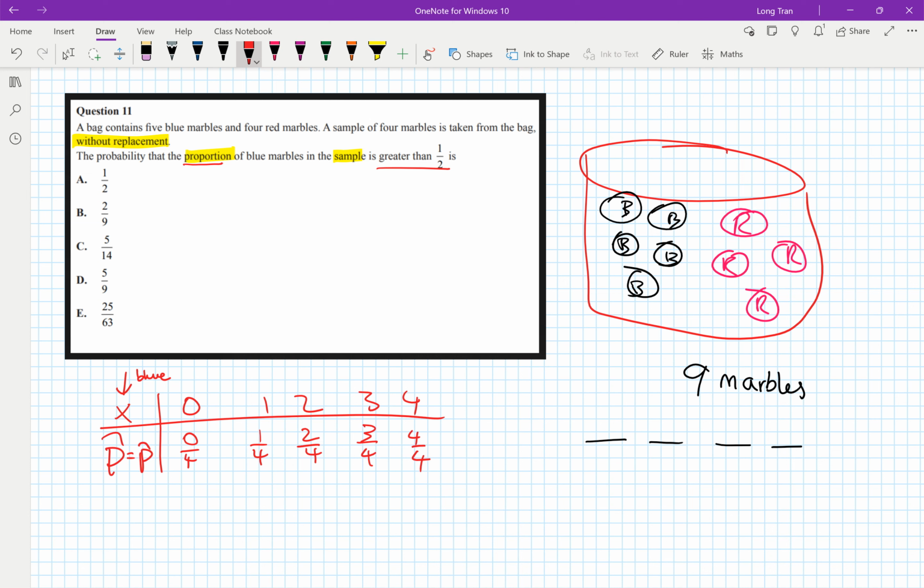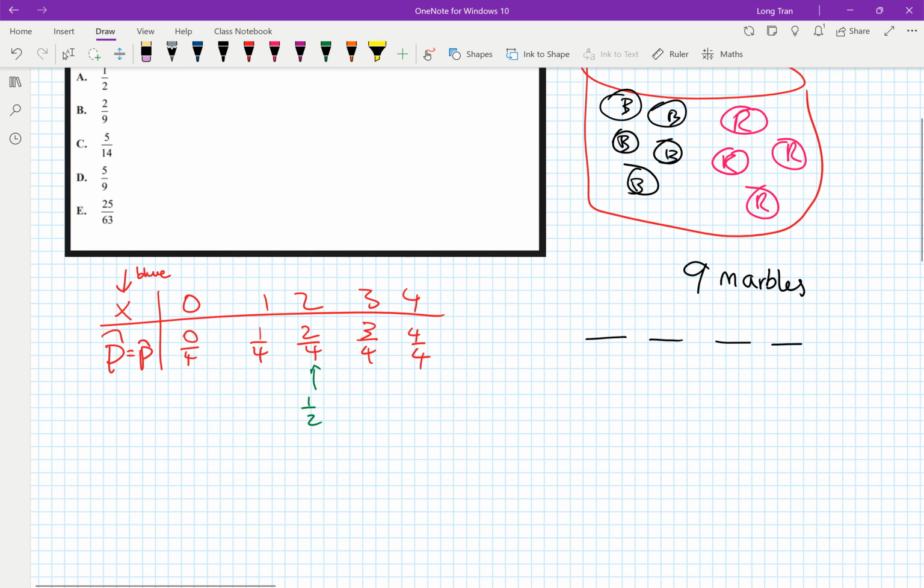Now, they want you to choose the sample proportion where the sample is greater than half. This is exactly half, so they don't want just blue, blue and then red, red. That's not going to be accepted. They want greater than half. So the proportion has to be either 3 out of 4 or 4 out of 4. So what I need to find out is the probability of p hat equal to 3/4 and the probability of p hat equal to 4 out of 4. That's essentially what I need to figure out.